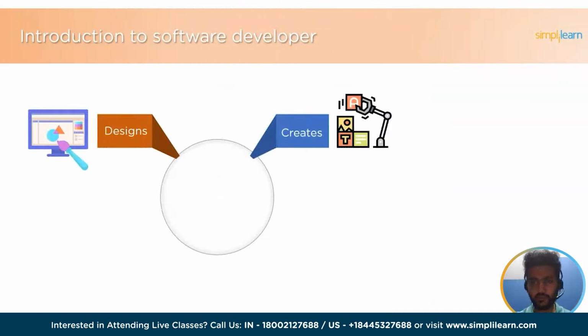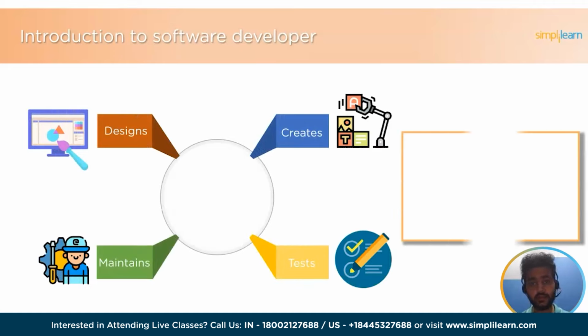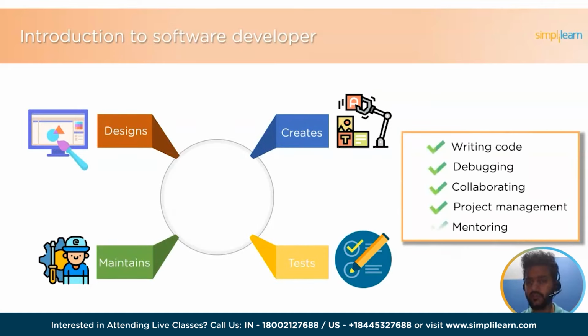Introduction to software developer. So a software developer is a professional who designs, creates, tests and maintains software using various programming languages and technologies. Their roles and responsibilities can vary depending on the organization and project, but some common tasks of a software developer include writing code to create a software application, debugging and troubleshooting existing software, collaborating with other developers and stakeholders to define software requirements, participating in code reviews and ensuring the quality of the database, keeping up to date with new programming languages and technologies to improve.